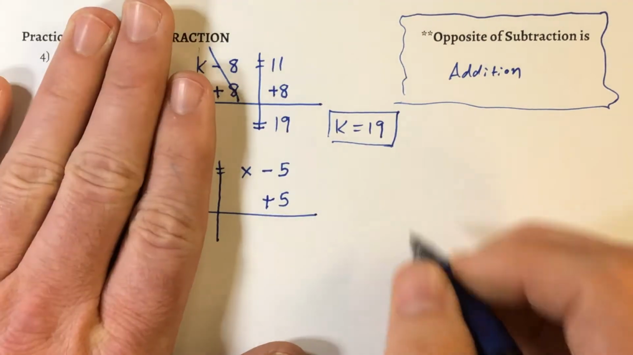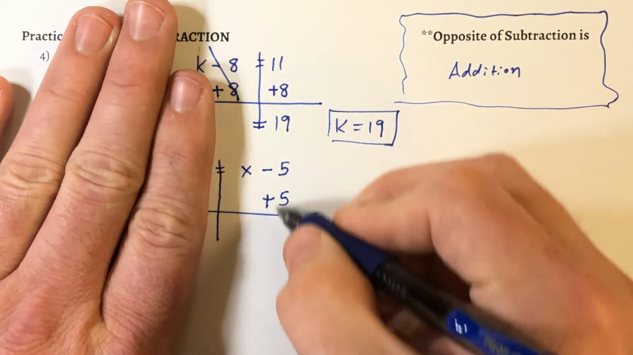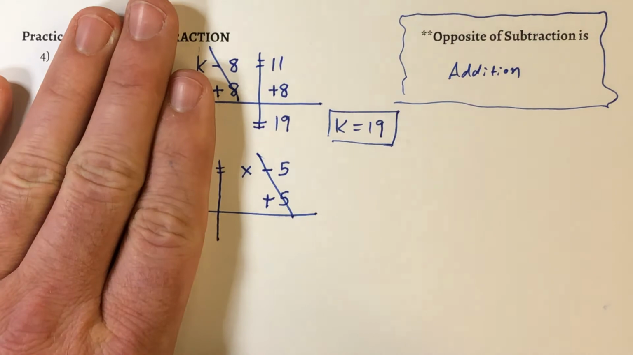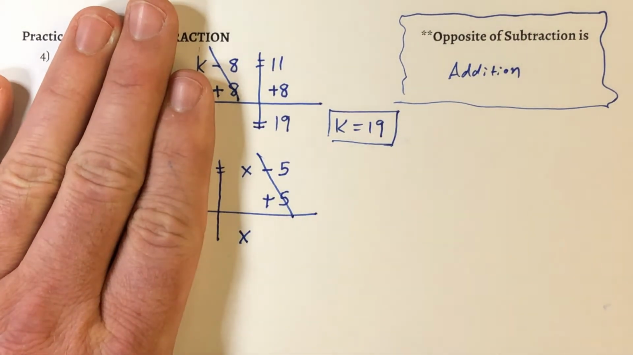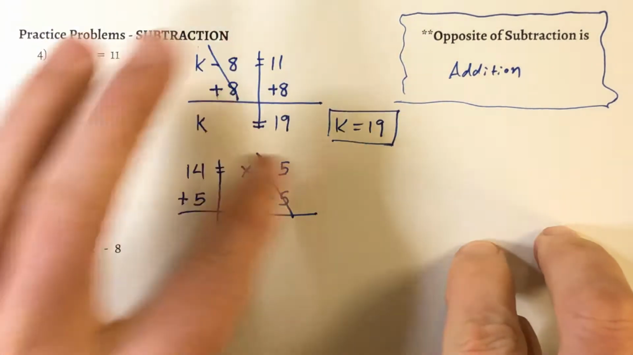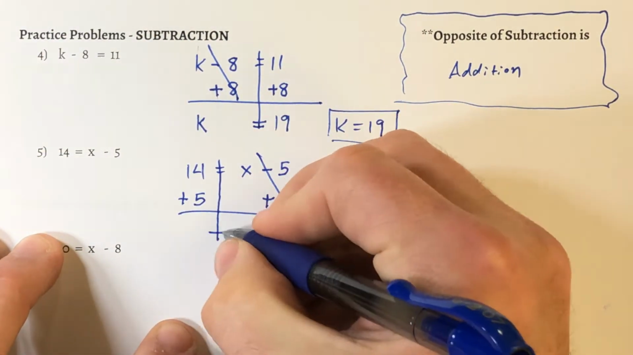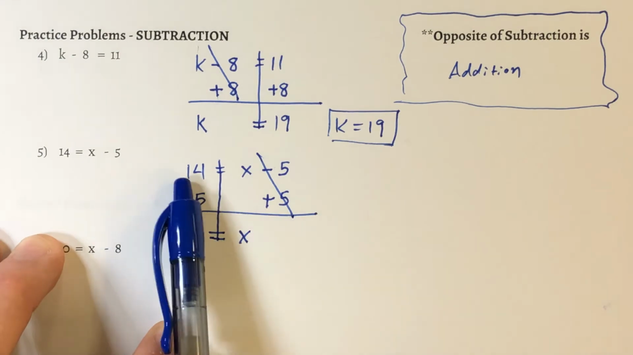All right, let's work on the right side. Negative 5, positive 5. Opposites cancel. That's what's always going to happen. So it leaves our variable all by itself. There's nothing else. The other side will get us our answer.